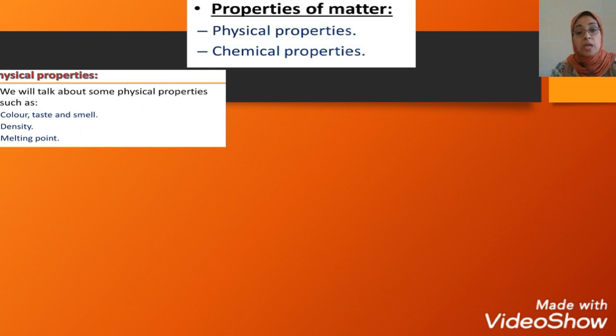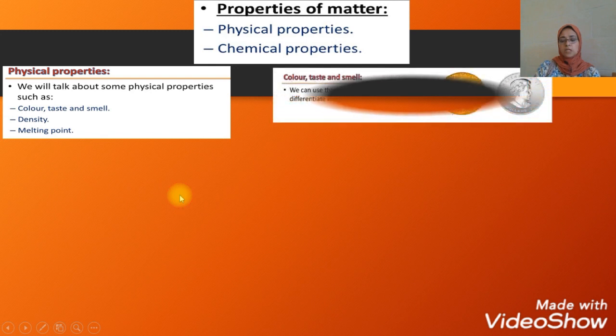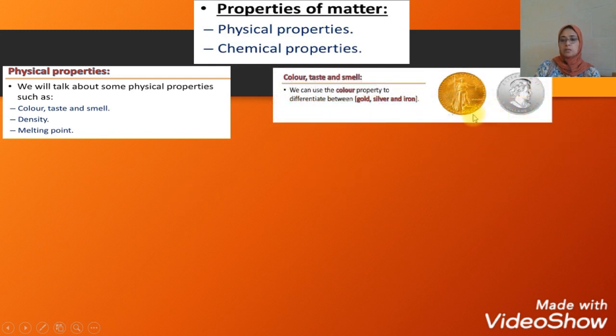Today we will learn about the physical properties, such as color, taste, and smell. So we can use the sense of color, taste, and smell to differentiate between groups of matters. We will start with two kinds: how we can find the difference between them. For example, we can use the color property to differentiate between gold, silver, and iron as well.